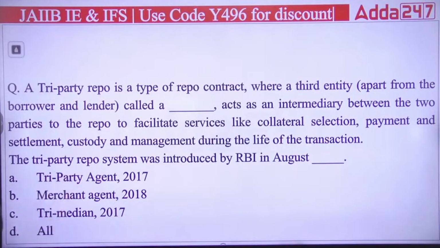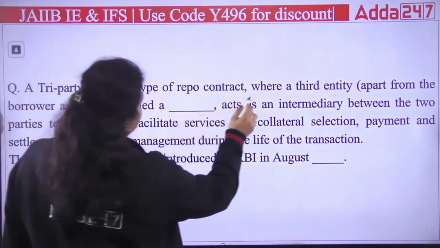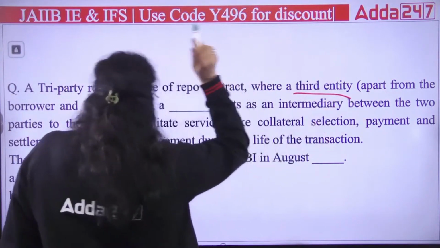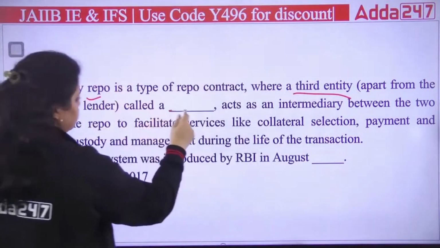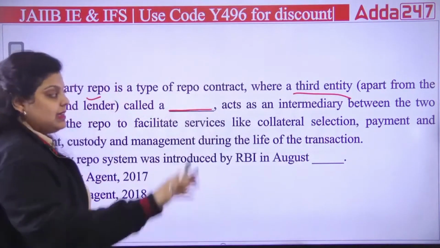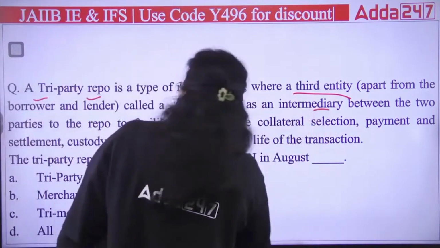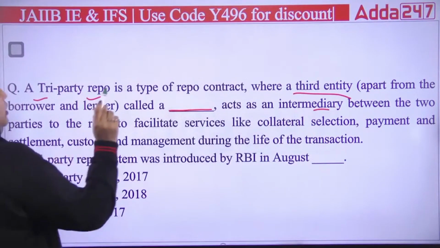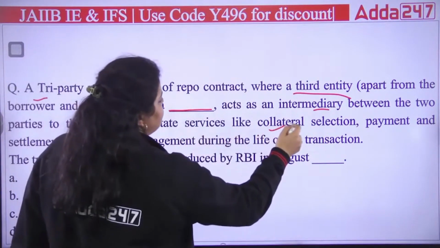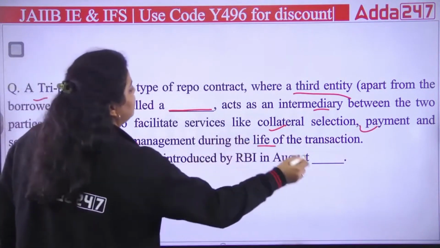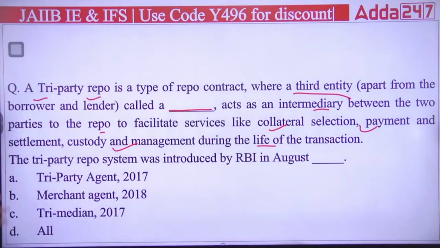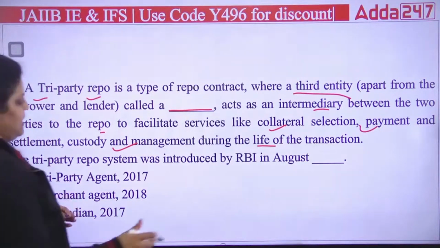So first is saying the tri-party repo is a type of repo contract where a third entity, apart from the borrower and lender, there will be a third entity called a dash. And this entity acts as an intermediary between the two parties to the repo to facilitate services like collateral selection, payment and settlement, custody and management during the life of the transaction. The next statement is saying the tri-party repo system was introduced by Reserve Bank of India in August dash.